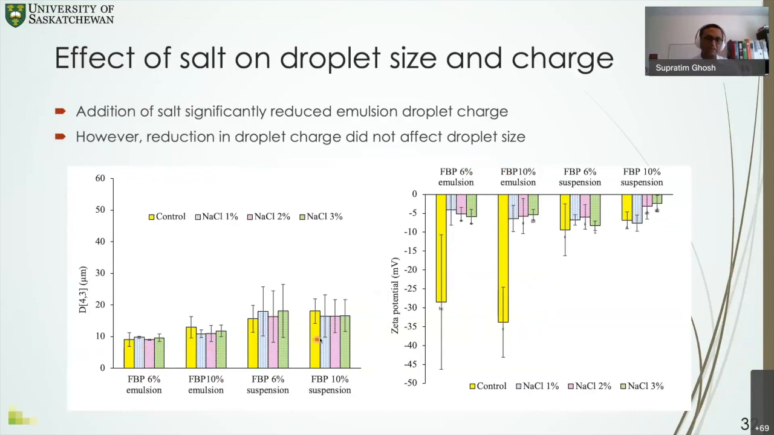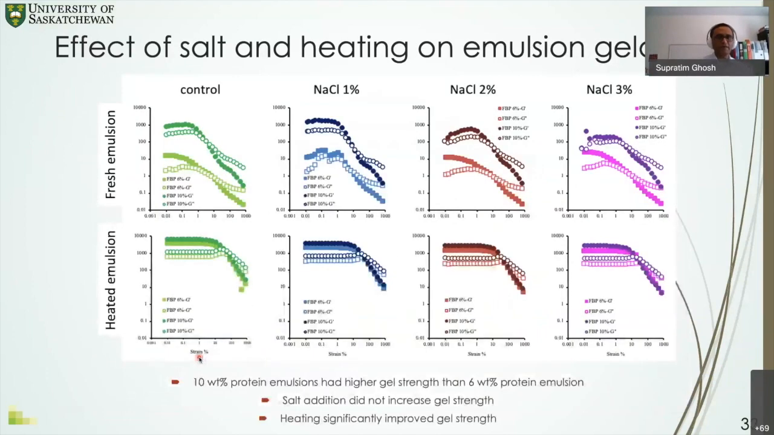And the protein suspension also had a higher aggregate size compared to the emulsion droplet size. So let's look at some of the gelation data. Here you can see the control emulsions are rheologically gels, G prime higher than G double prime, but they are weak gels. You don't see much linear viscoelastic region. Adding salt, interestingly, actually decreased the gel strength. The emulsion became weaker with salt.